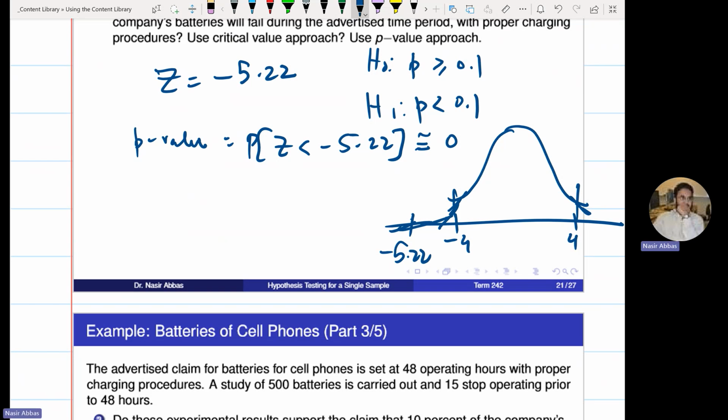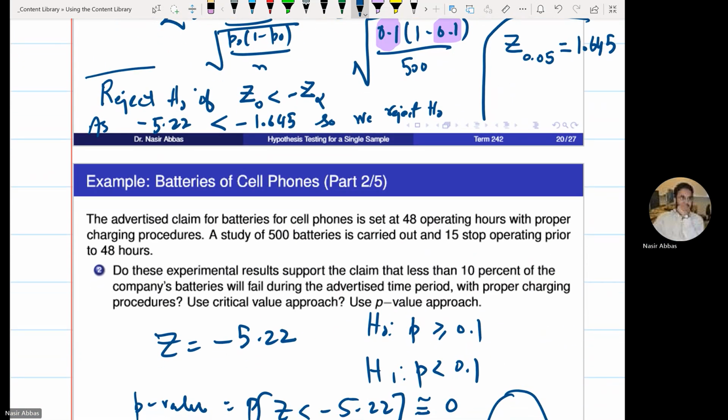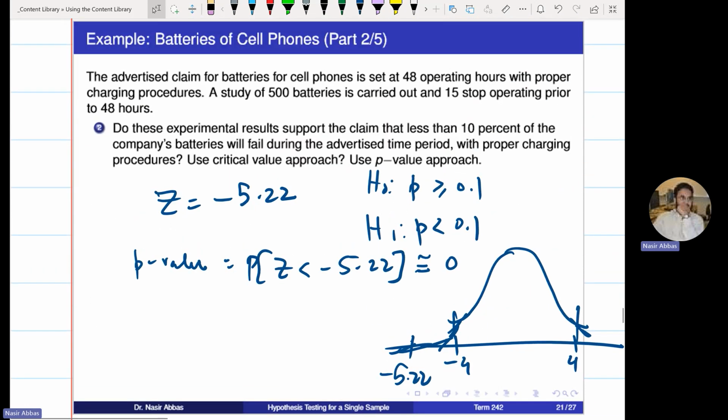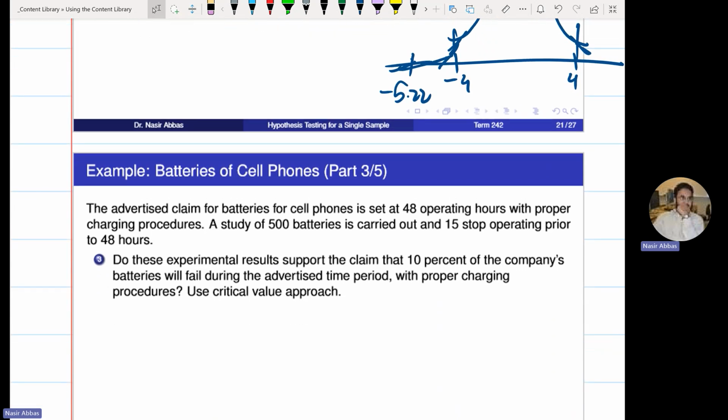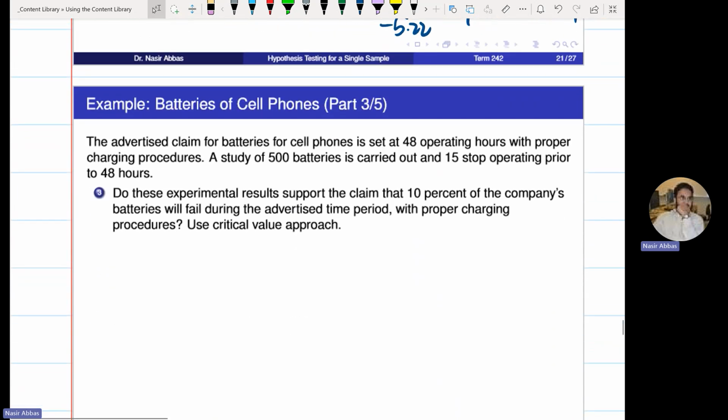When the p-value is small, less than alpha, what do you do? You will reject H0. The same decision. You will reject H0 and conclude that P is less than 10%, which is actually less than 10%. It was 3% from the sample. There was enough evidence to say it is less than 10%.